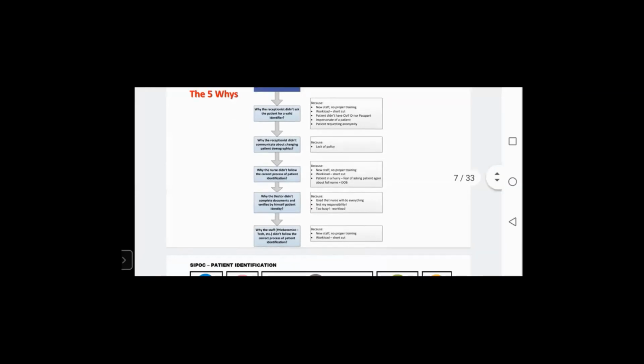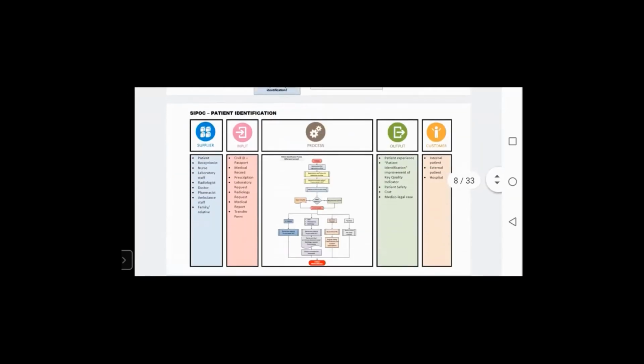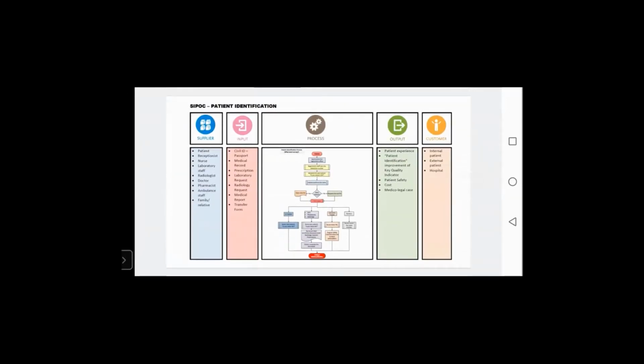Excellent. So these are the 5 Whys. Excellent application. Okay. Thank you so much. For SIPOC, we applied SIPOC here. The supplier is the patient, receptionist, nurse, laboratory staff, radiology, doctor, pharmacist, ambulance staff, because sometimes we have transfers, or family or relatives. The input is civil ID, passport, medical record, prescription, laboratory request, radiology request, medical report, or the transfer form.